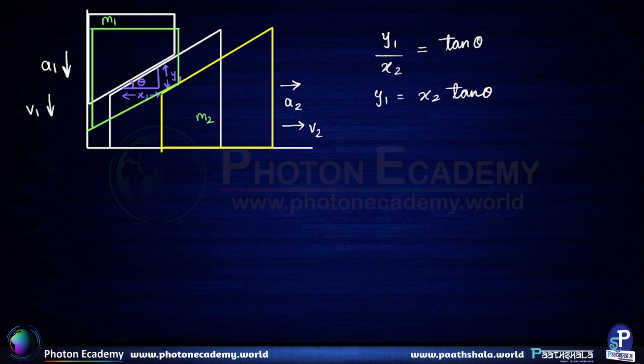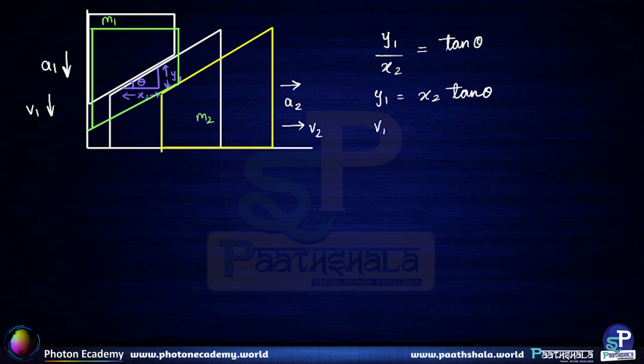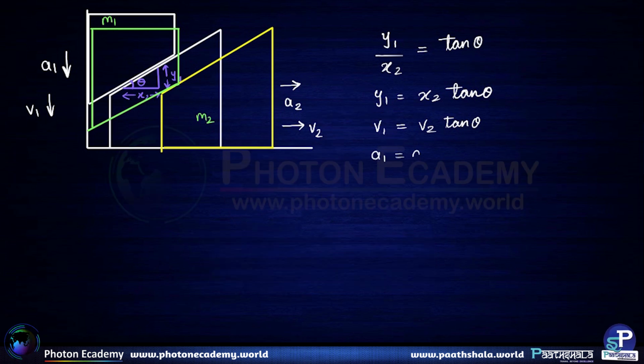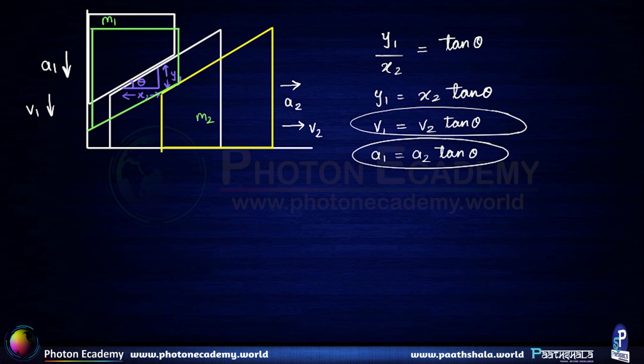On single differentiating, firstly we'll get the equation v1 is equal to v2 tan theta, and on differentiating it one more time we can write down the equation a1 is equal to a2 tan theta. So these are the constraint motion relationships.